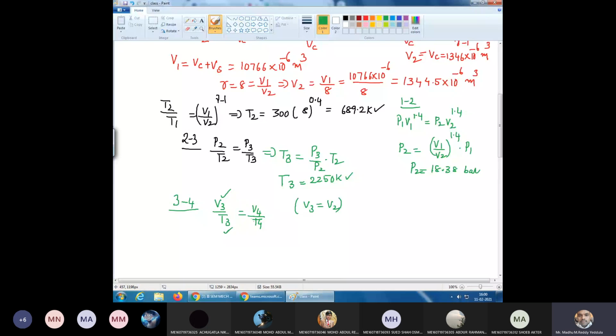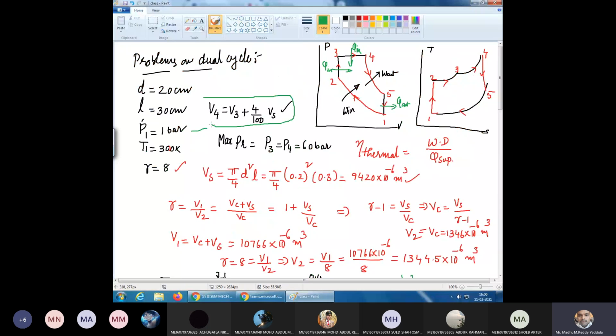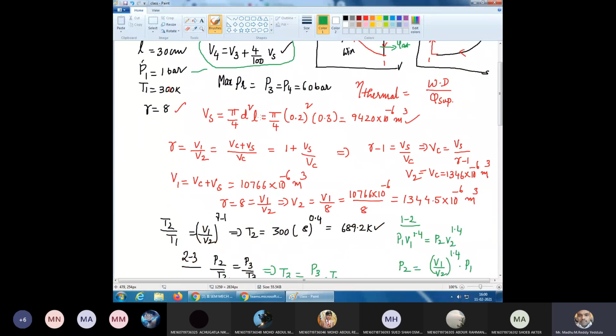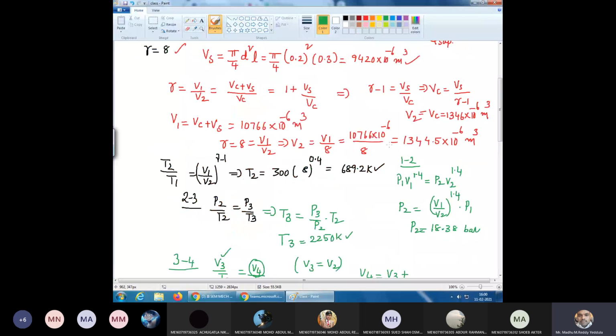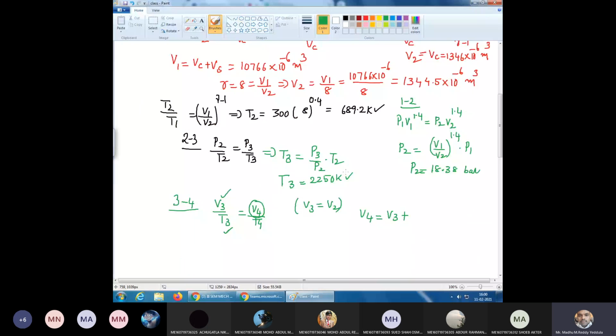T3 is also known. But in order to calculate T4, what do I require? I require V4. V4 is unknown, right? So for V4, what has he given? V4 is equals to V3 plus 4% of the stroke. I know V3 value, I know Vs value, right? So just substitute: V4 is equals to V3 plus 4 by 100 into Vs. We have Vs value, we have V3 value. If you substitute, you will get V4 as 1722.8 into 10 power minus 6 meter cube. So I got V4 value also.